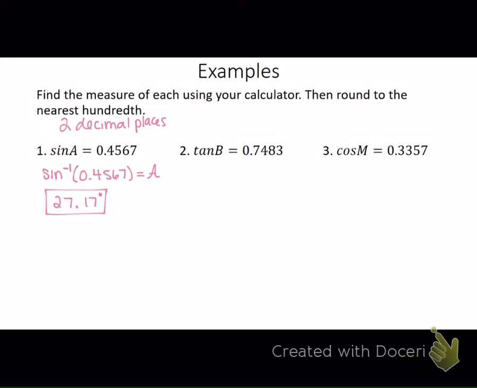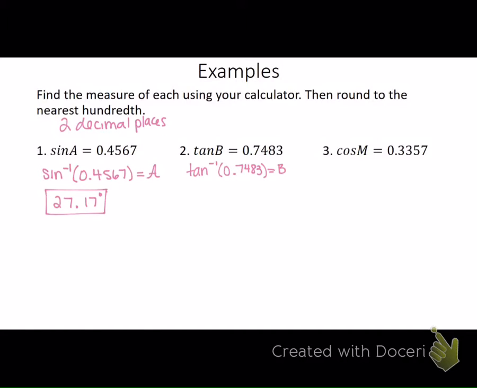Okay, so how are we going to find the angle measure using tangent? What are you going to have to use? The inverse tangent. So tan to the -1 of 0.7483. When you do the inverse, it switches the ratio with the angle, and that equals the angle measure.